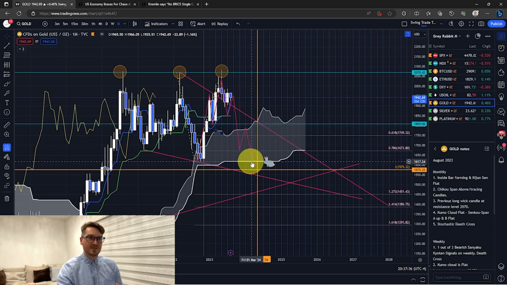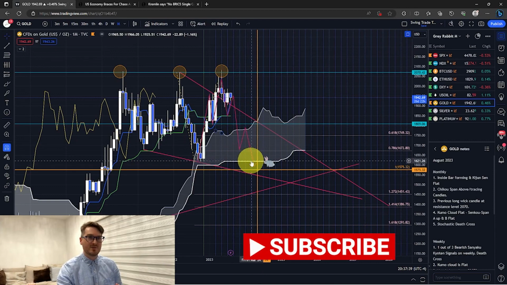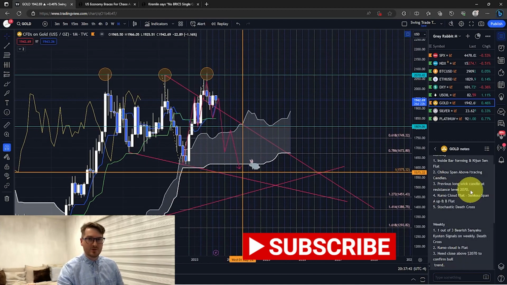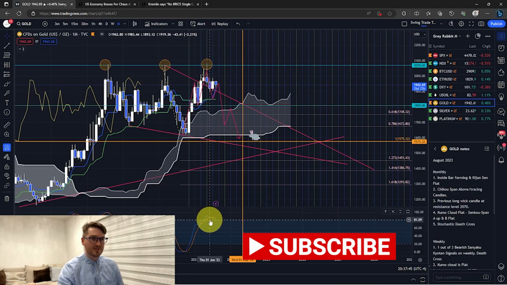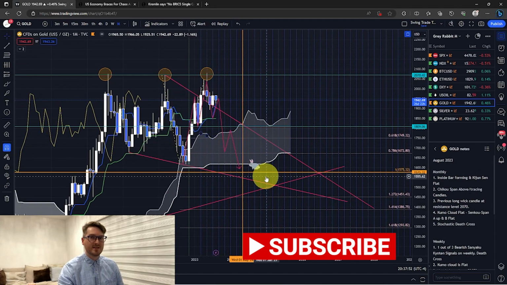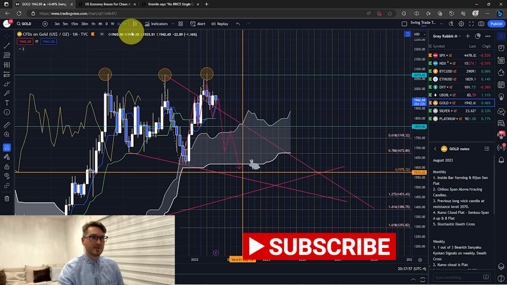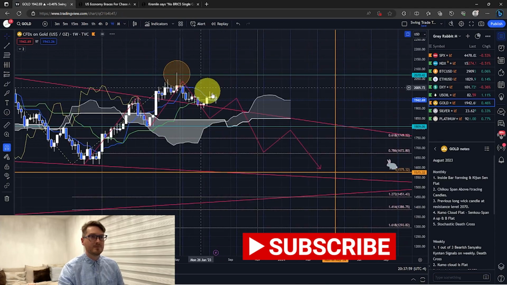And so I'm expecting price to head back down to this flat Senkou Span B here. And we can also see on the stochastic RSI on the monthly, we have a death cross. So this is also just working to confirm this move back down. But yeah, let's take a look at the weekly chart for more detail.